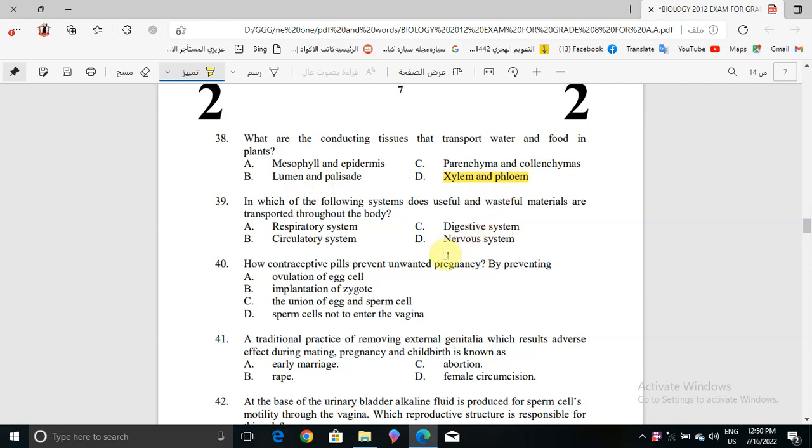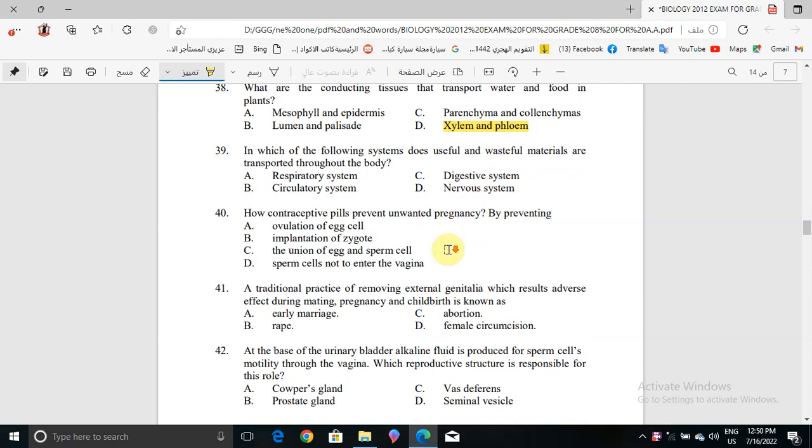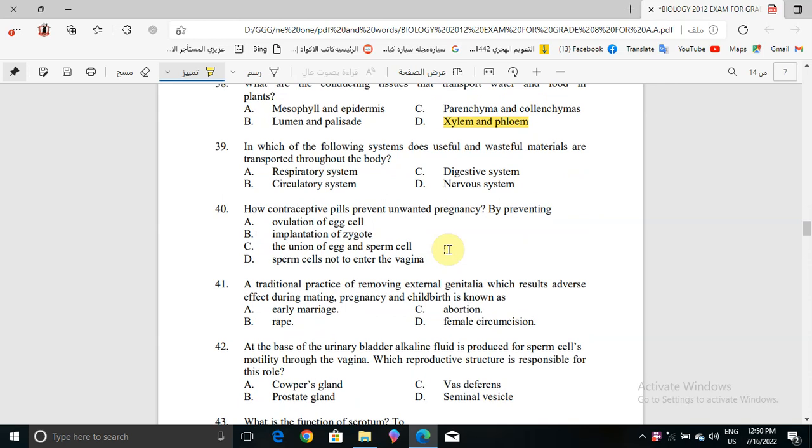Now question number 39. In which of the following systems are useful and waste materials transported throughout the body? Respiratory system, circulatory system, digestive system, or nervous system? The correct answer will be the nervous system, because the nervous system is where useful and waste materials are transported throughout the body.